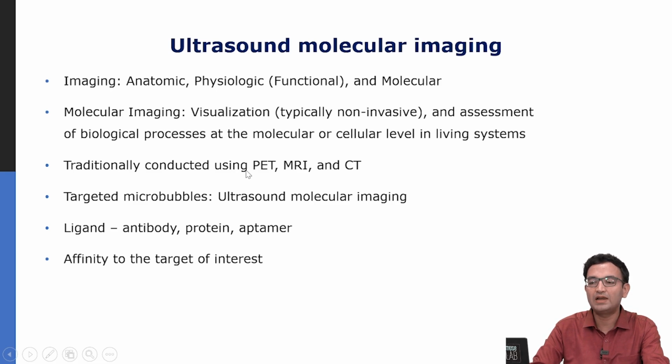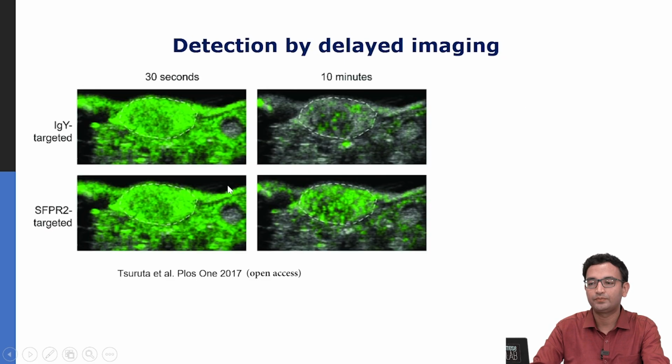Now traditionally the modalities which are best known for molecular imaging are PET, MRI and CT. And for ultrasound we can also do molecular imaging, but we need to use targeted microbubbles. These are microbubbles which have a ligand, and they may have an antibody, a protein or an aptamer which has affinity to the target that we want to image. Now this target could be something like a marker for angiogenesis or blood vessel formation. It could be a marker for inflammation and many other markers which have biological significance.